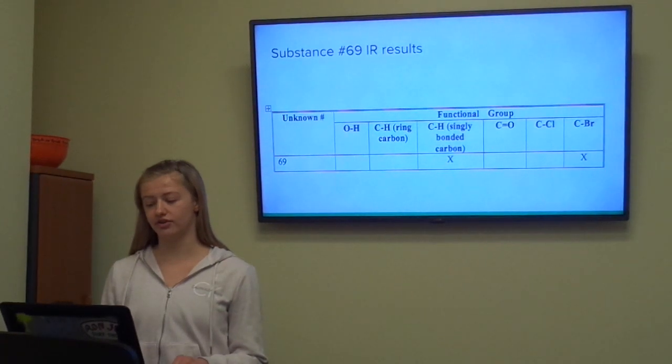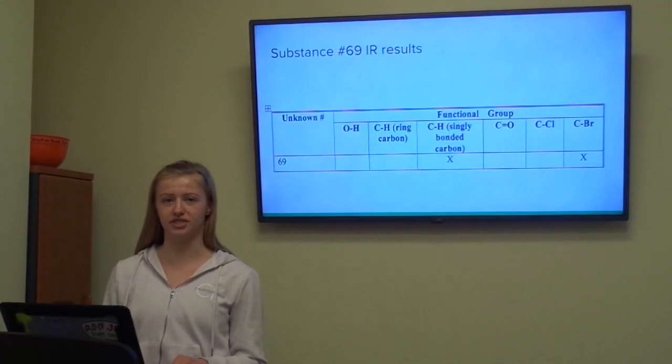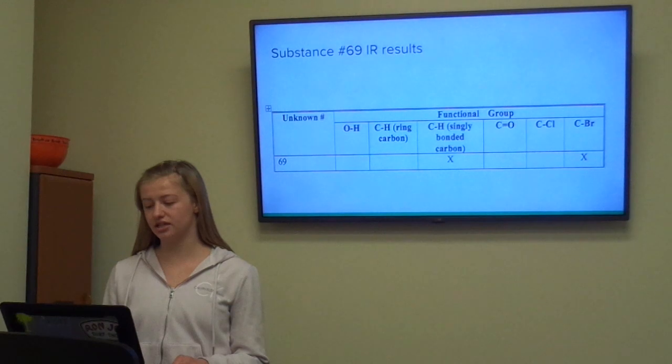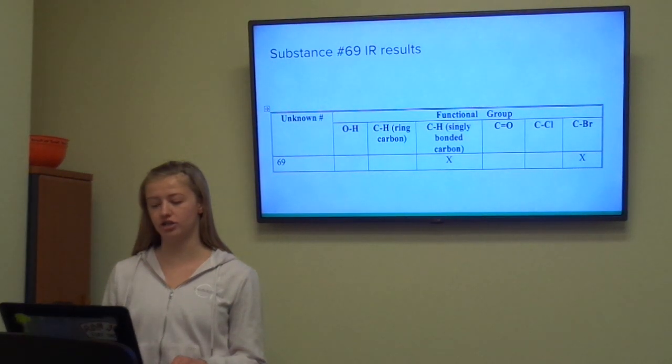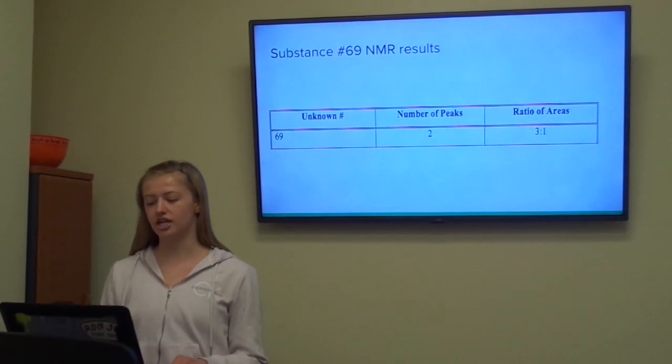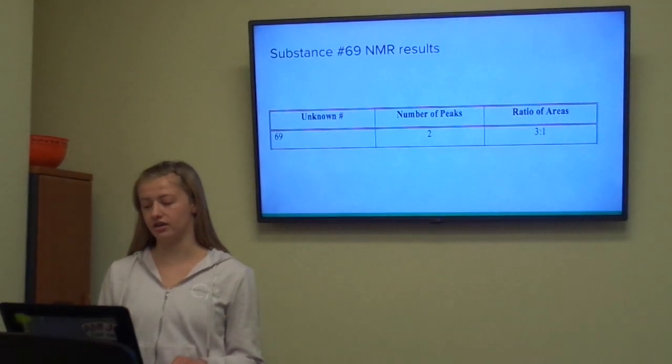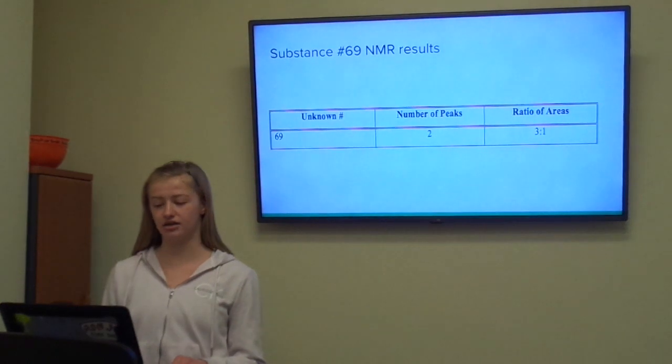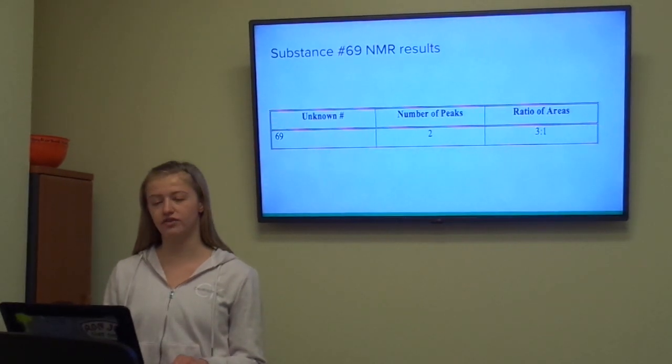Table 3 is showing the different functional groups that were found in the unknown substance number 69. Carbon singly bonded to hydrogen and carbon singly bonded to bromine were found in this substance. Table 4 is showing the number of peaks and the ratio of area of the unknown substance number 69. The number of peaks is 2 and the ratio of area is 3 to 1.